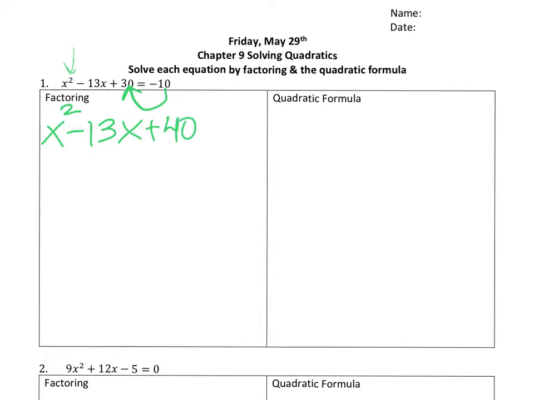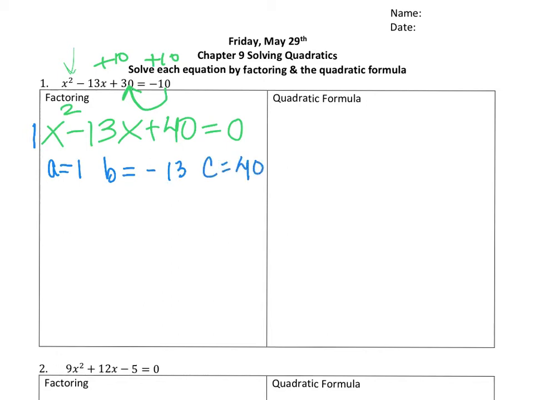If you add 10 to both sides, 30 plus 10 gets you 40, equals 0. Once all terms are on one side, you look for a, b, and c. So a is the number in front of x squared, so we know a is 1. B is the value in front of x, so we know it's negative 13. And c is the constant number by itself, 40.